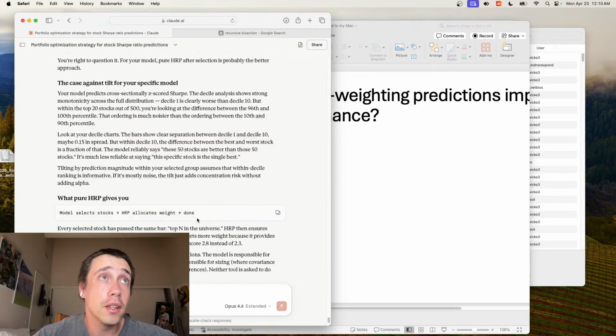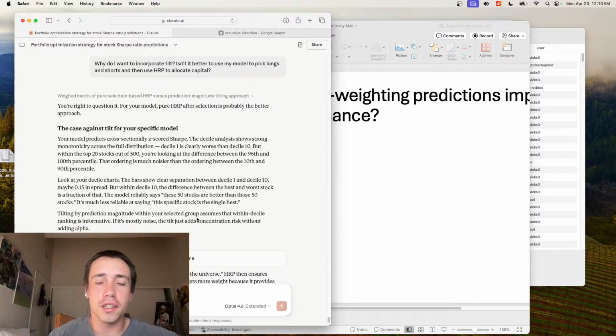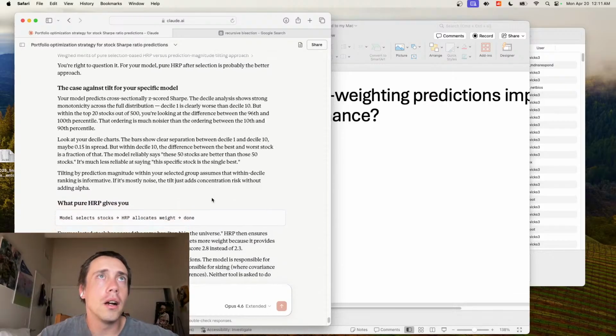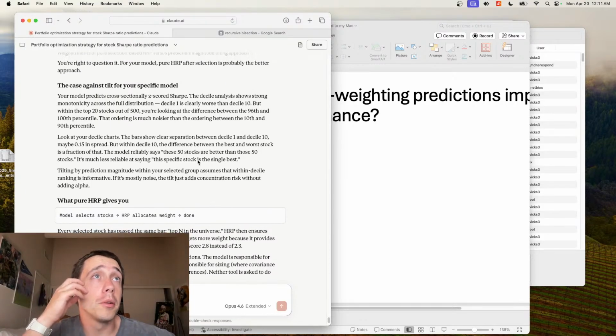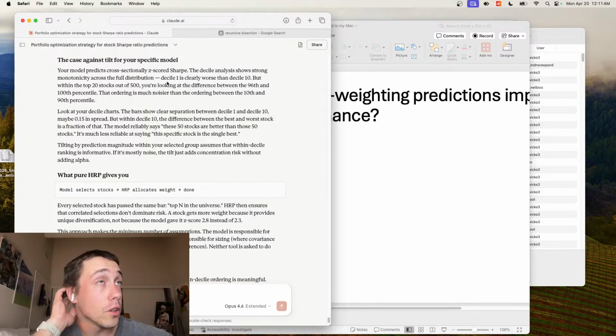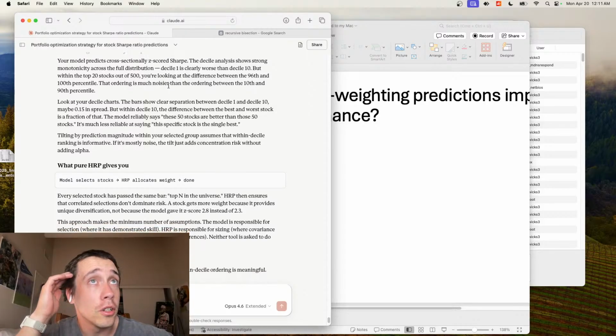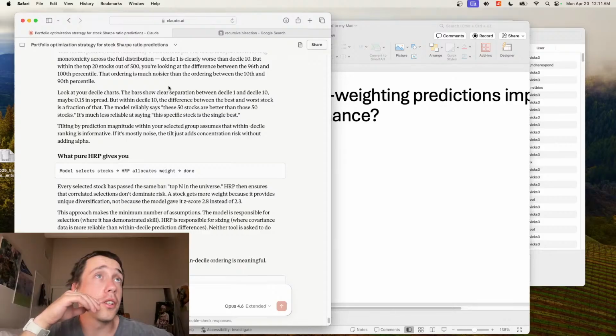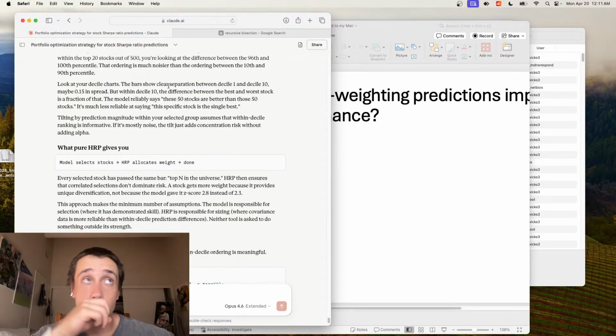So it's telling me to use the model output to tilt the weights from Lopez de Prado's strategy. And I'm wondering why. Pure HRP after selection is probably okay. Good. So good intuition by me. The model predicts cross-sectionally z-scored Sharpe. The decile analysis shows strong monotonicity across the full distribution. Yep. But within the top 20 stocks out of 500, you're looking at the difference between the 96th and 100th percentile. That's really going to be the 98th and 100th percentile because I'm using 1,000 stocks.